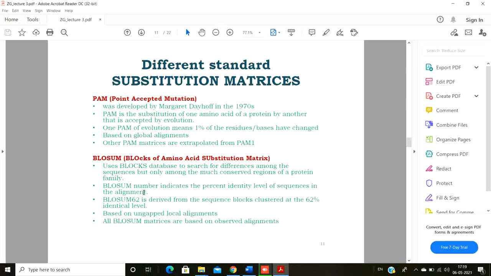Generally, BLOSUM is used to score the alignment between evolutionarily divergent protein sequences, and it is based on local alignment. So there are two kinds of alignment: global alignment, upon which PAM is based, and local alignment, upon which BLOSUM is based. So what do you think is the difference? What do you mean by global alignment and local alignment?